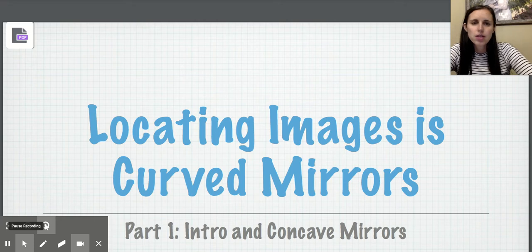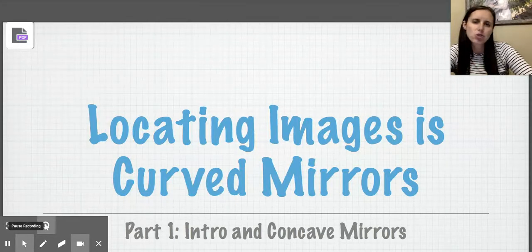So now that we understand the ray model of light a little bit better, what we're going to be doing now is using those principles to locate images in mirrors. We've already looked at locating an image in a plane mirror. That's a little bit easier. Now we're going to look at locating an image in a curved mirror. Curved mirrors are going to throw light back in different directions. It's going to be a little bit more complicated.